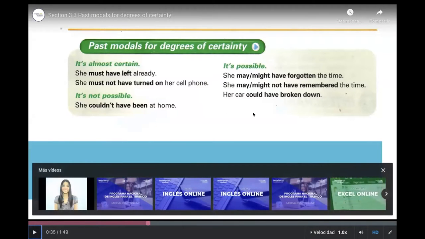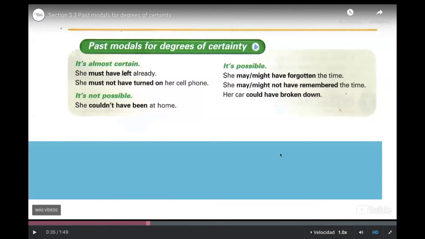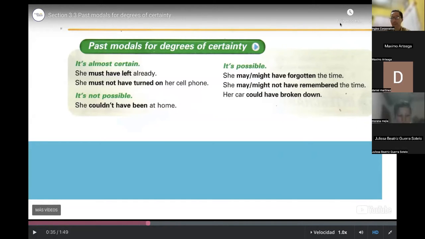Okay. Let's take a look. Here's a very easy way for us to get it. If we look at the words must or must not, this is like 90%. You are almost certain. This means you almost believe it to be positive or negative. So if your mom didn't call you, something must have happened because she always calls you. So that's the idea for must and mustn't.